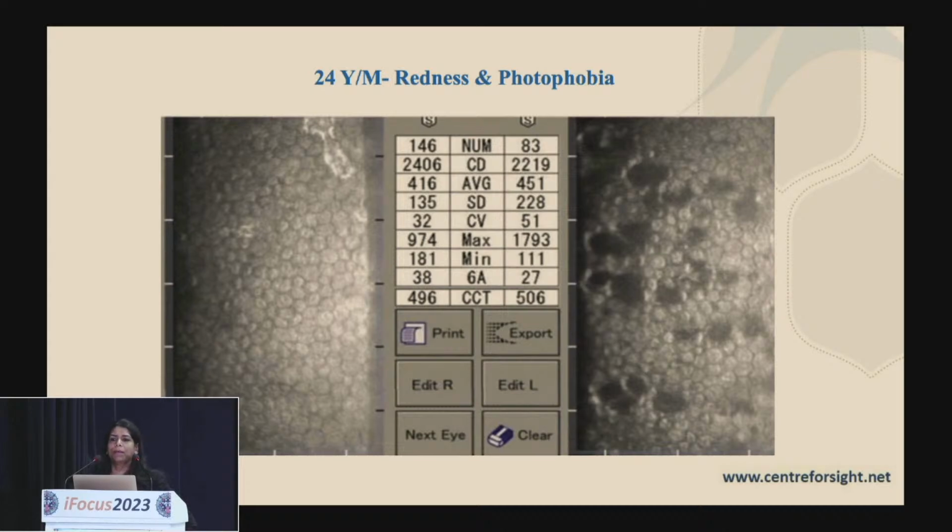There's again a young man, 24-year-old, redness, photophobia, this kind of specular. Right eye looks pretty normal, left eye looks like a lot of black holes in this. So what do you want to tell me? Is it a Fuchs because the gouttes are there?